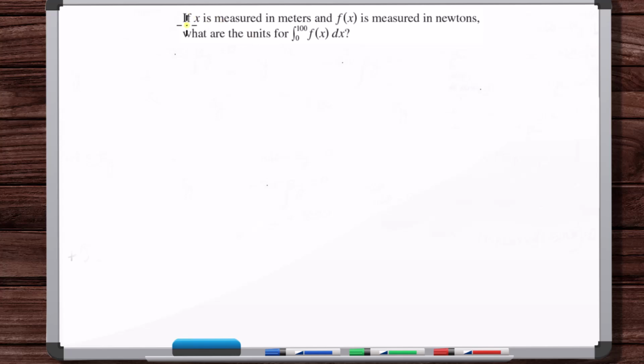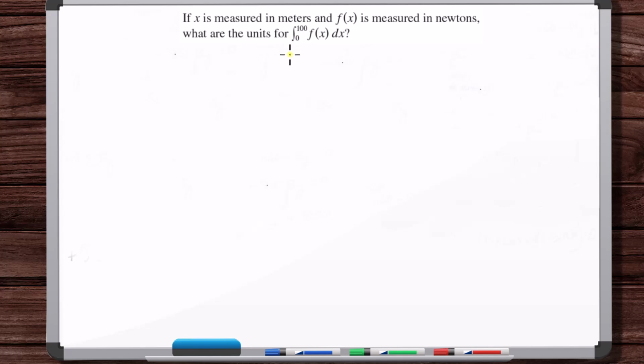Okay, if x is measured in meters and f of x is measured in newtons, what are the units for this definite integral? So here's a situation. I'm not sure they're asking us about the net change, to use the net change theorem here, but just a reminder, you can apply the net change theorem for any independent variable. Okay, x is measured in meters and f of x is measured in newtons. So what's the units for this going to be?